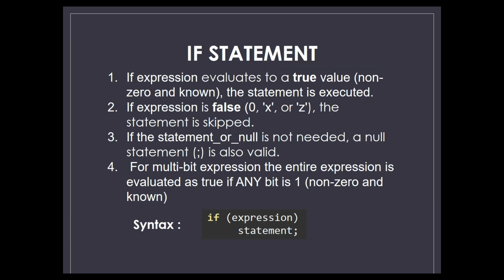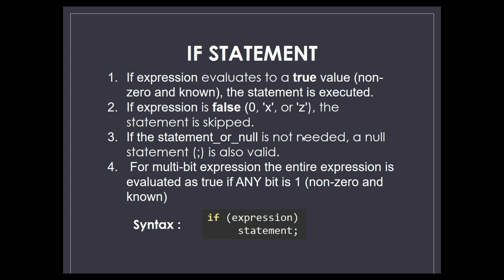So, the first statement is the if statement. What does the if statement do? The if statement evaluates the expression provided to it, and if the value comes out to be true, then the statement written inside the if block will be executed. What does a true value mean? A true value means a non-zero value. If an expression is false, that is, it's 0, x or z, then the statement is skipped.